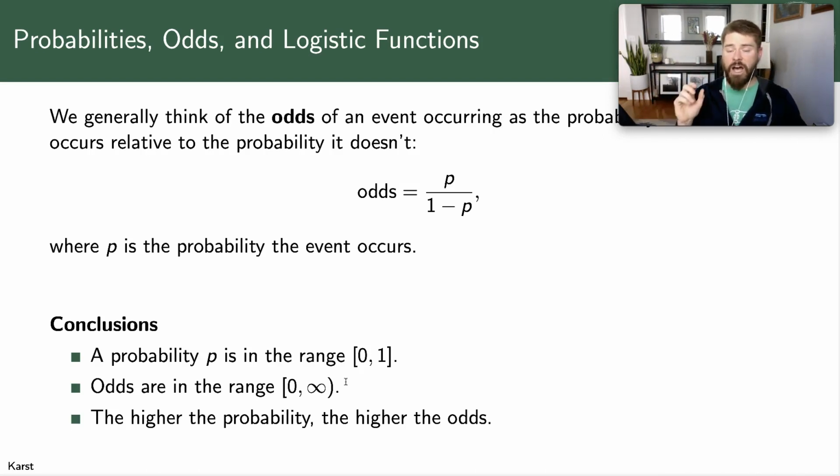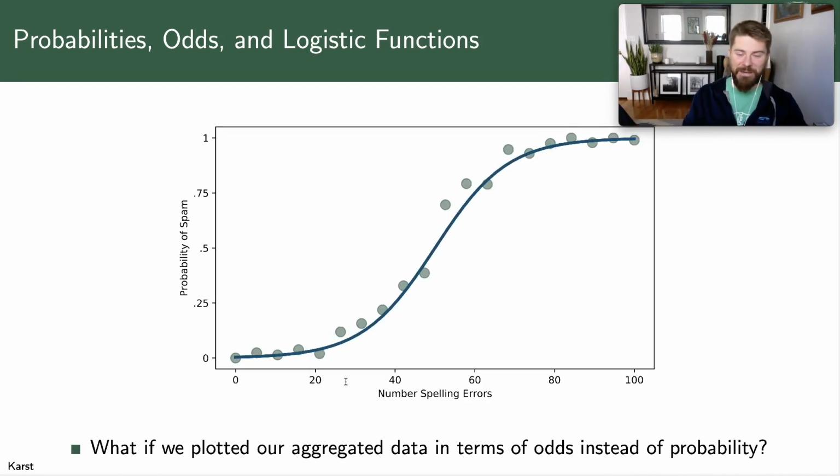The good news is the higher the probability, the higher the odds. We call this a monotonic relationship. As probability increases, the odds always increase. And that's really convenient mathematically. So the question is, why do we care about odds? Like, what are we going to do with odds? Why have we spent time learning about this?